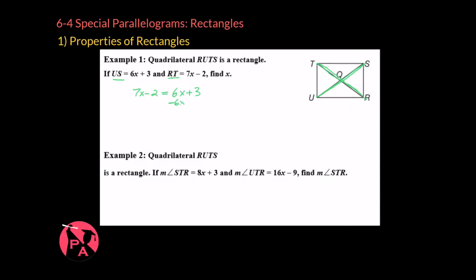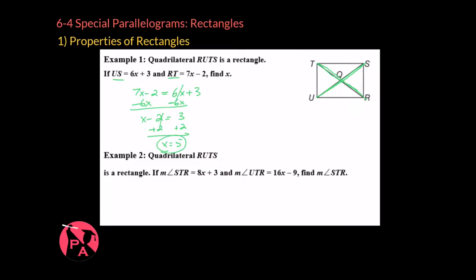Let's subtract 6x on each side. x minus 2 equals 3. We add 2 to each side, and then x would be 5. We needed to figure out the value of x, and then we found that x equals 5. So we are done with the question. We can move on to the next one.